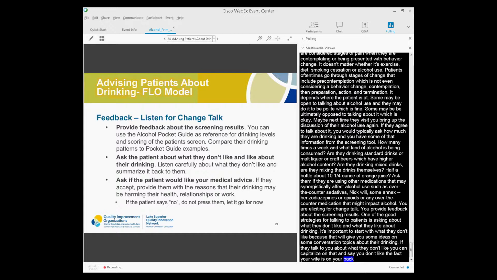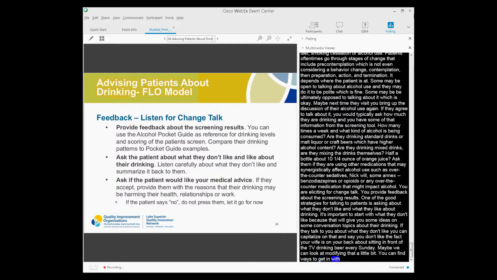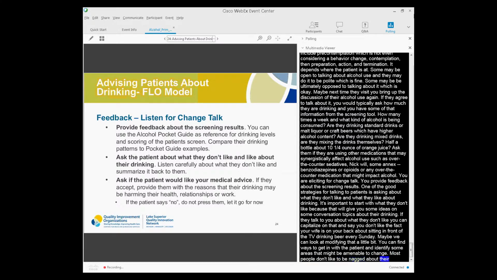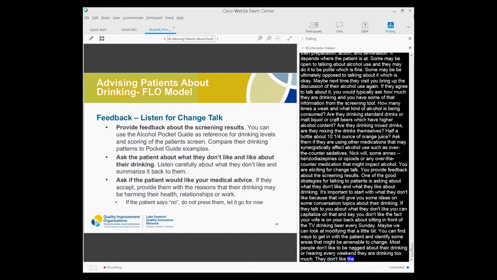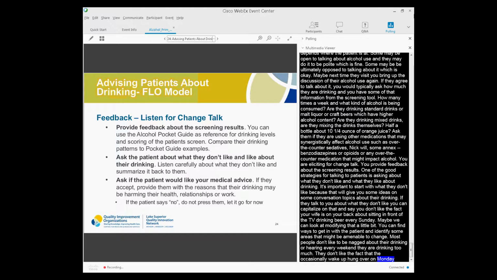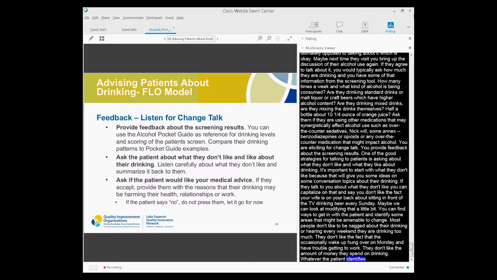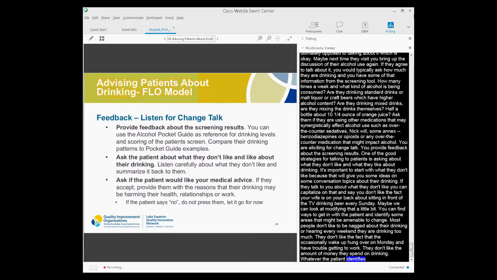So you can find ways to get in with the patient and maybe identify some areas where they might be amenable to change. Because I guess most people don't like to be nagged about their drinking, or hearing every weekend that they're drinking too much, or that they occasionally wake up hungover on Monday and have trouble getting to work, or they don't like the amount of money they spend on drinking, or whatever it may be. Whatever the patient identifies the problem is, you can jump in there and talk to them about some cons and pros of drinking. Okay?